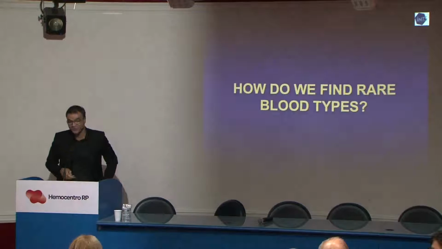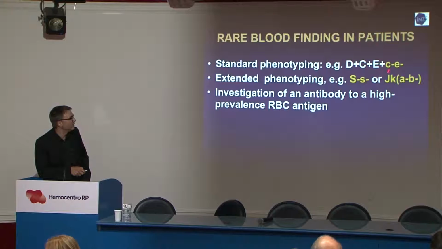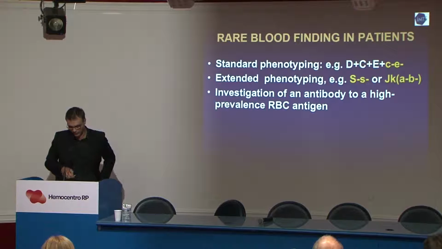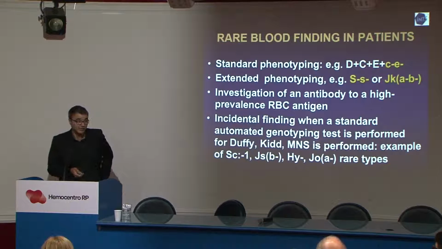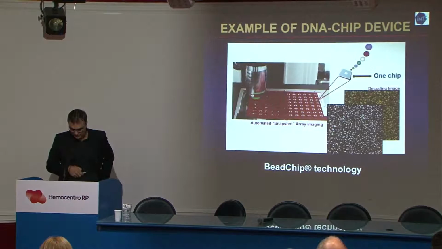I'm sure you have. So we find rare blood in patients when we carry out standard phenotyping. Example given, this one. This is a rare blood type here. When you are little c negative and little e negative, it is very exceptional. Or you may also find a rare blood type when you perform an extended phenotyping, these ones for instance, or when you investigate an antibody to a high prevalence red blood cell antigen. You may also find, by chance, someday, a rare blood type, especially when you perform a standard automated genotyping test for the Duffy, Kidd, and MNS systems, and you find something unexpected. I will give you an example further on.